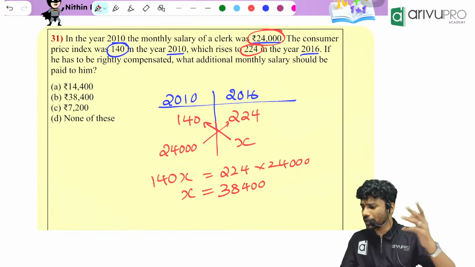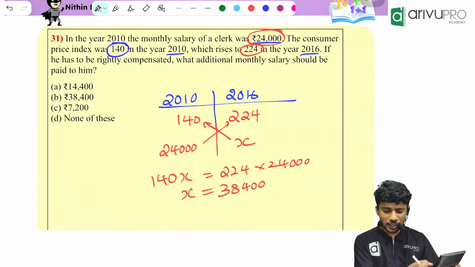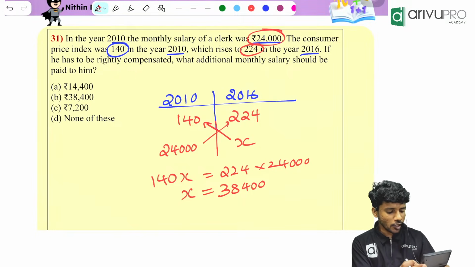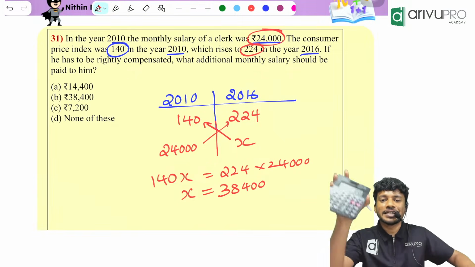Everyone got it? Take your calculator. Please do it with me. That is 224 into 24,000 divided by 140, which is how much?